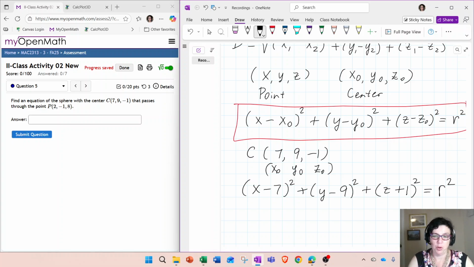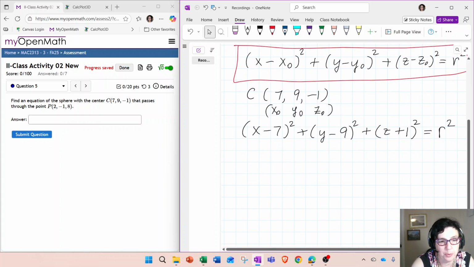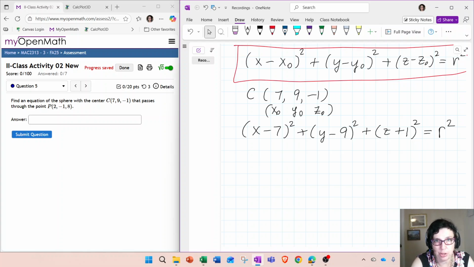But you could be asking me, okay, so what's the radius? They did not tell us that. If they said the radius is 5, then we would just say 5 squared and we'd be done. But we don't know the radius. However, we have another point, and we know that the distance from that point to the center is going to be equal to the radius. So that's how we find it.